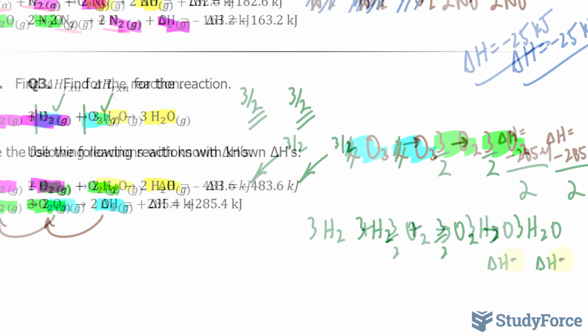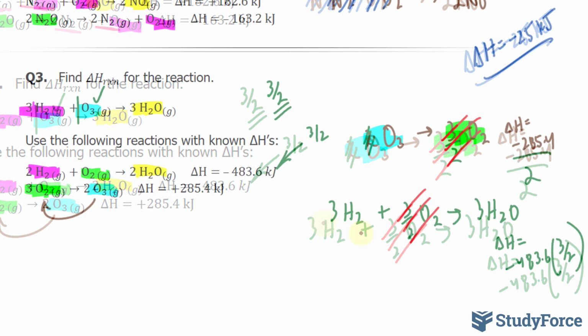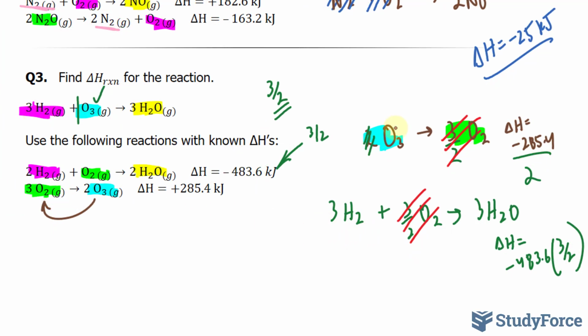So delta H of negative 483.6 needs to be multiplied by 3 over 2. And now everything will cancel out correctly. You see, this oxygen molecule will cancel out with this one, and the rest is part of our reaction. 3 molecules of hydrogen gas, 1 molecule of ozone, and 3 molecules of water.